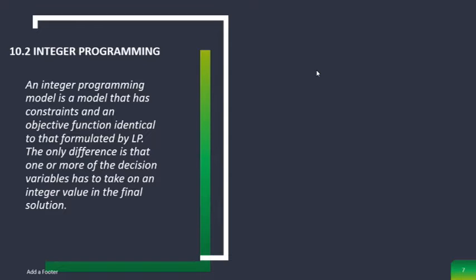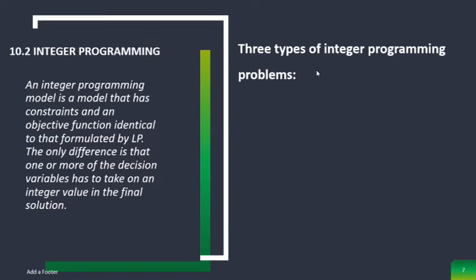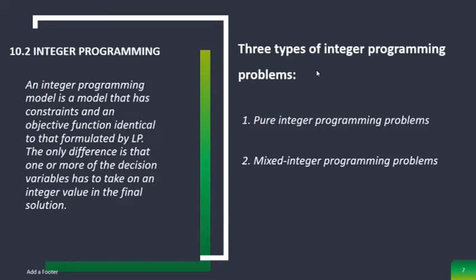I am Sandy Laila Ibay, and I will discuss integer programming. An integer programming model has constraints and an objective function identical to those formulated by LP. The only difference is that one or more of the decision variables has to take on an integer value in the final solution. There are three types of integer programs. First is pure integer programming. The second is mixed integer programming, and the last is 0-1 integer programming.